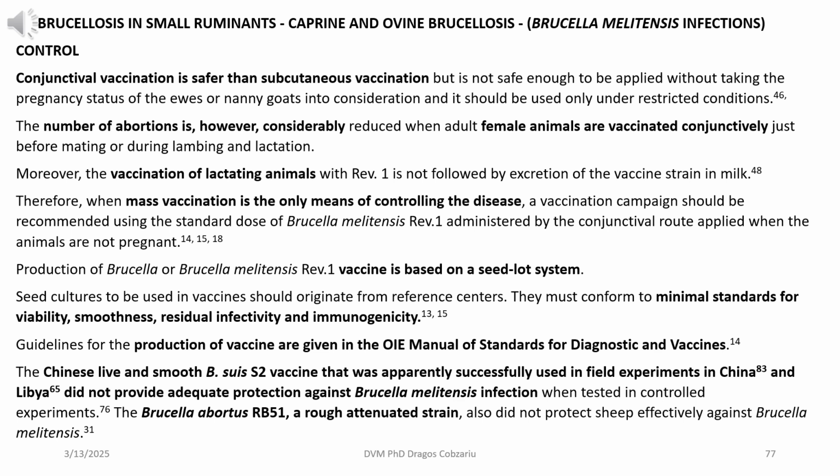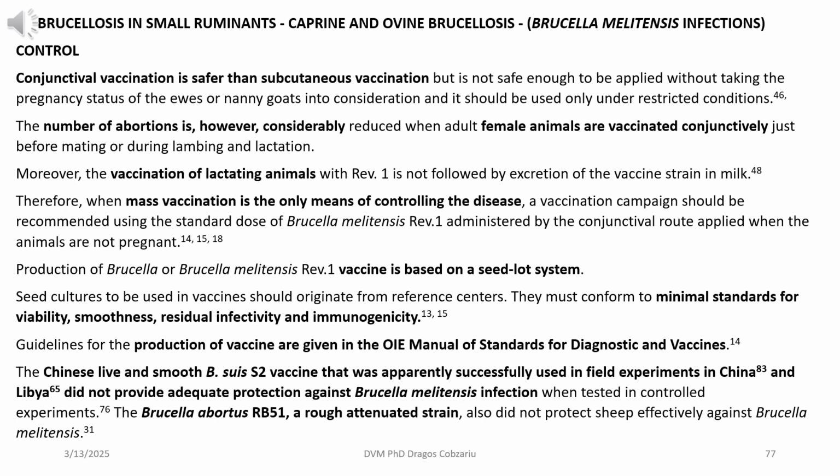Production of Brucella melitensis Rev.1 vaccine is based on a seed lot system. Seed cultures to be used in vaccines should originate from reference centers. They must conform to minimal standards for viability, smoothness, residual infectivity and immunogenicity.